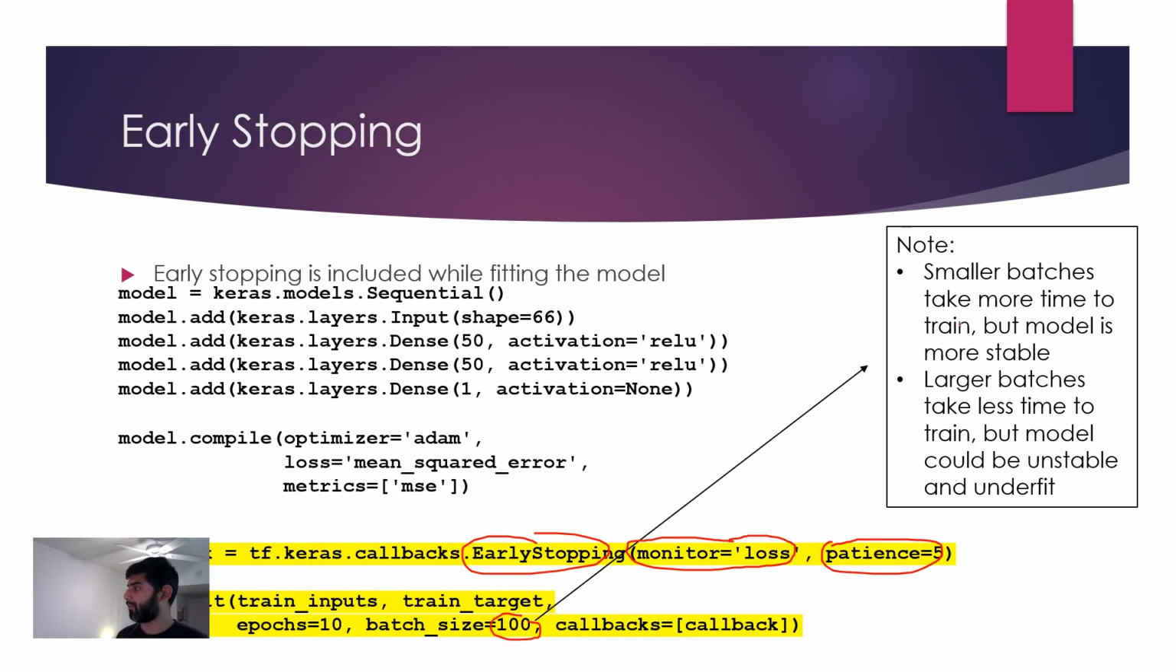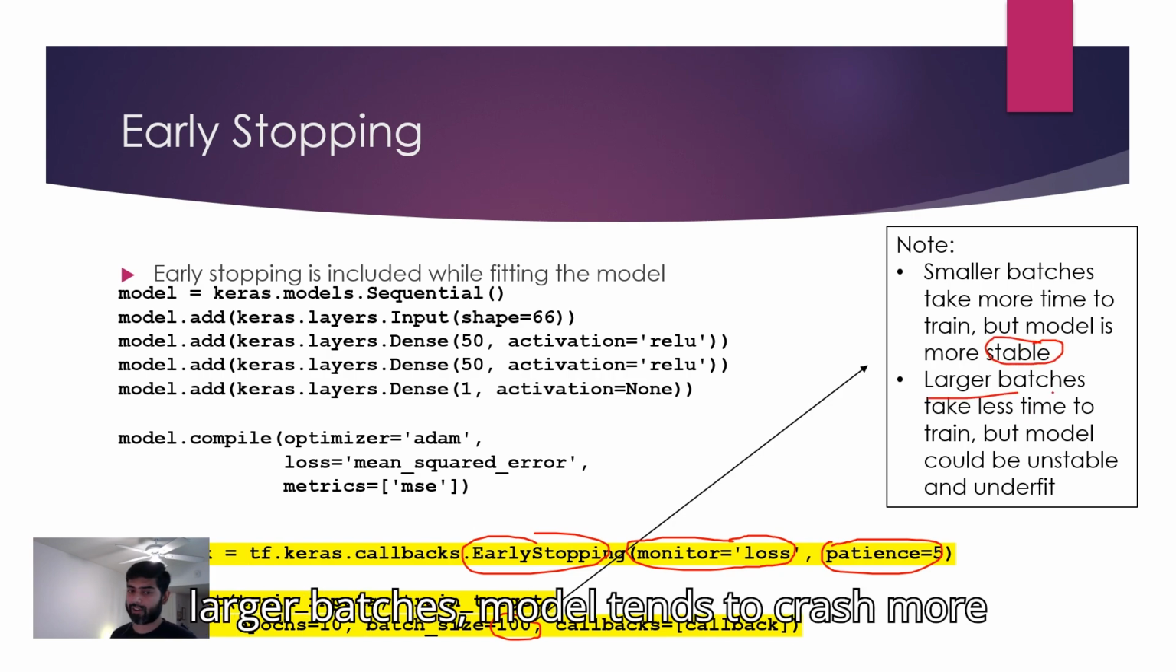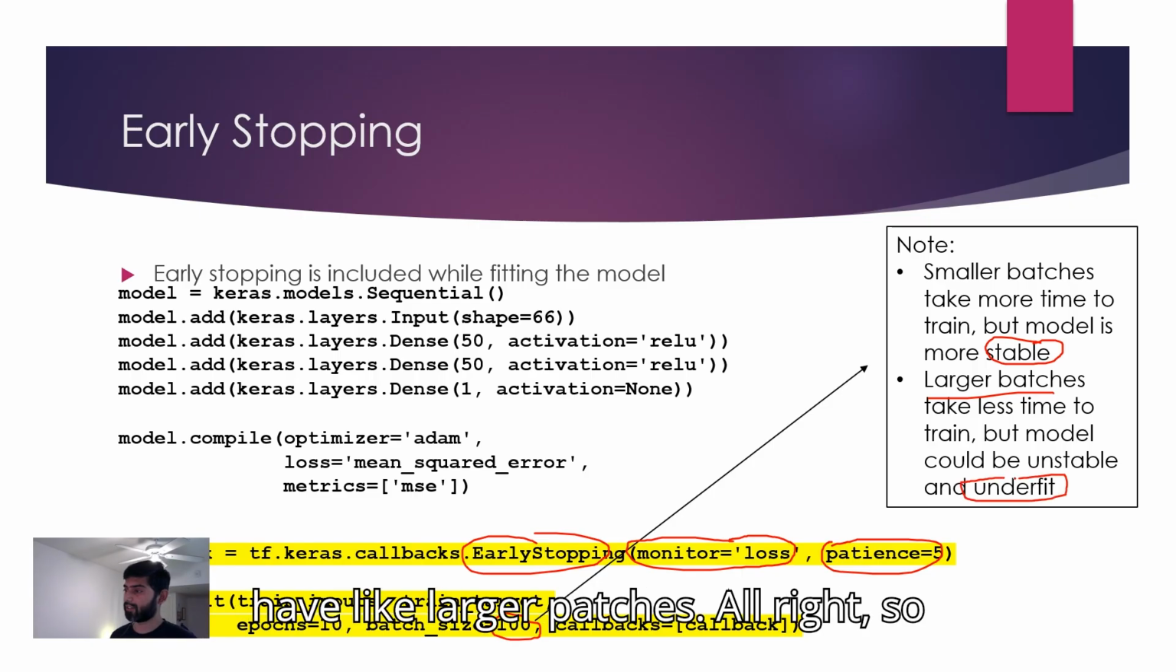Smaller the batches, more stable the model will be. With larger batches, the model tends to crash more, and sometimes it underfits too if you have larger batches.